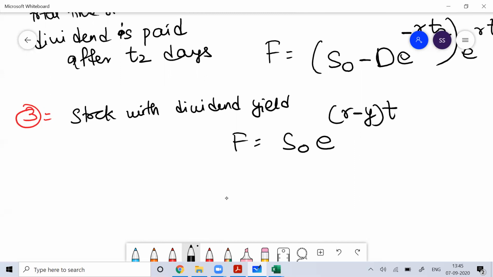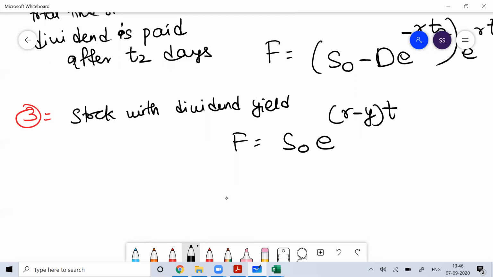The profit after tax of a company can be broken into two parts: dividend plus retained earning. The part of earning that the company does not give to the shareholder, which they retain with themselves, is called retained earning, which they accumulate in the form of reserve and surplus. So whenever you have a stock with dividend yield, you can use this formula: F is equal to S naught e to the power (R minus Y) into T.